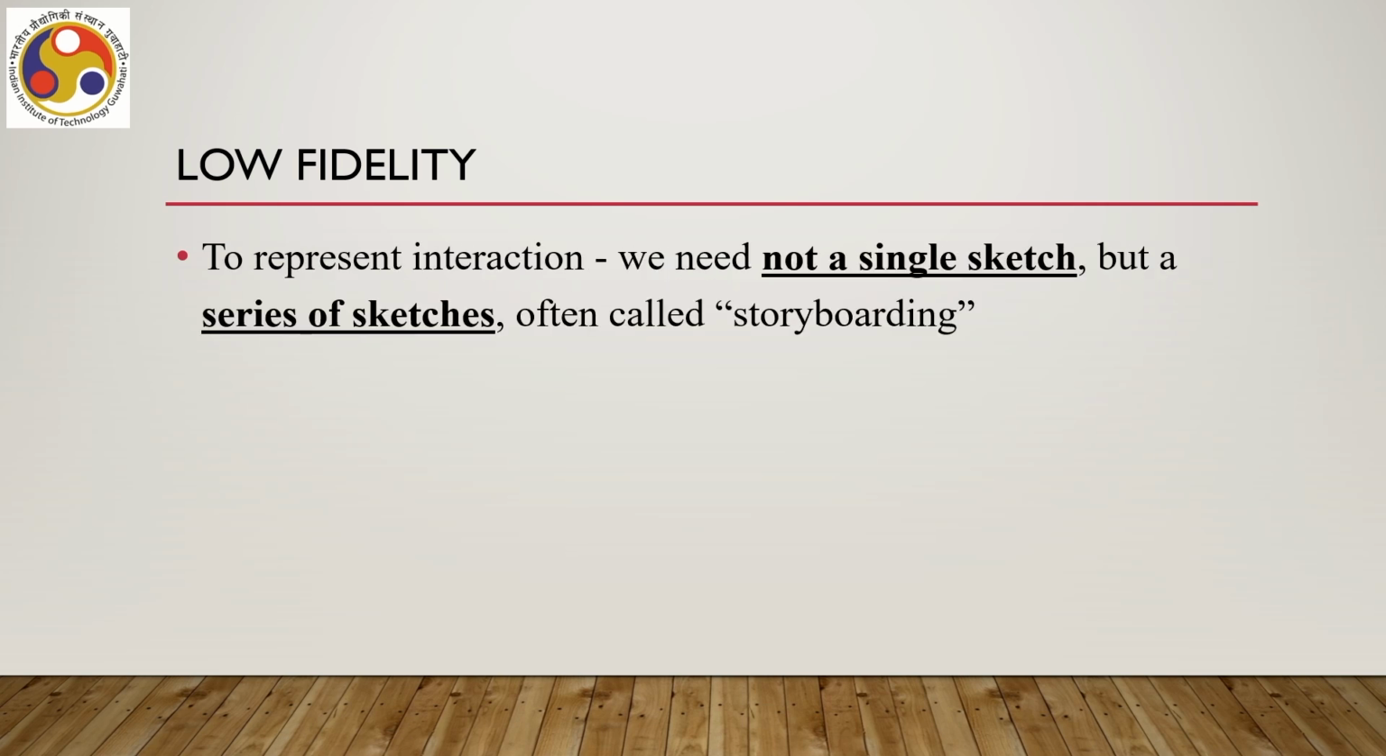To represent interaction, we need not a single sketch, but a series of sketches often called a storyboard. Now, this term comes from the film industry, as we know. So, with a single sketch we have a horizontal prototype, with a series of sketches we can have a vertical prototype depicting interaction. As I said before, a low fidelity approach need not always mean horizontal prototyping. We can also modify or utilize the approach to create vertical prototypes as well. Storyboarding is one such modification of the basic approach.